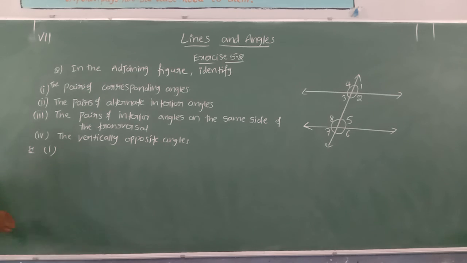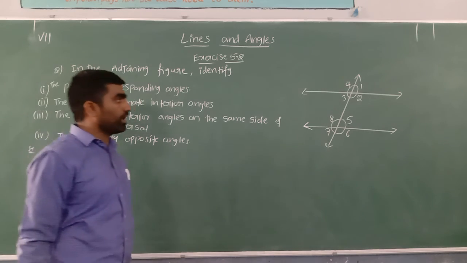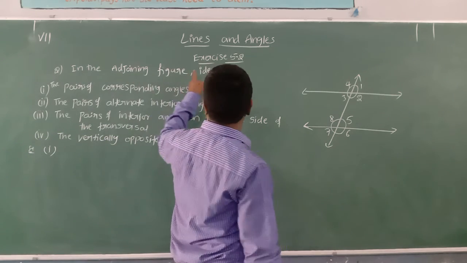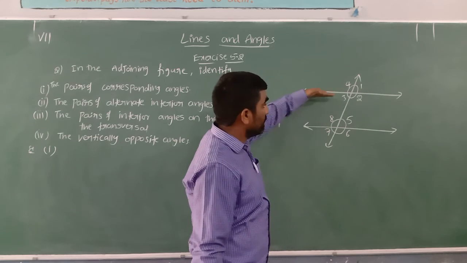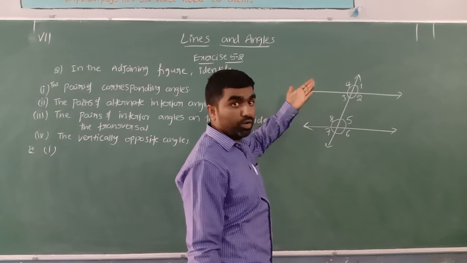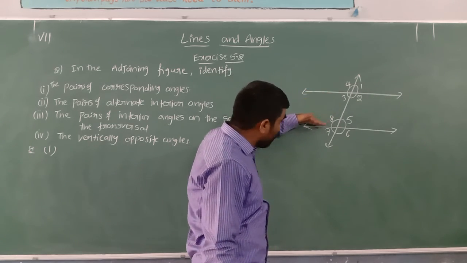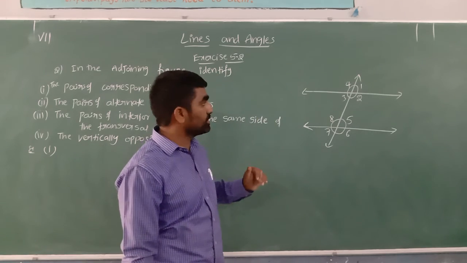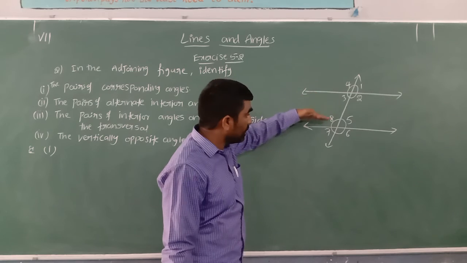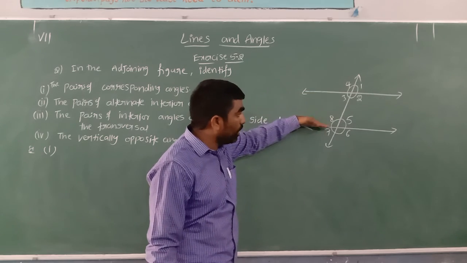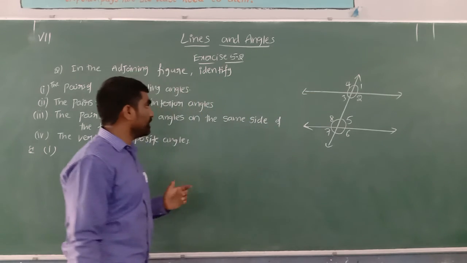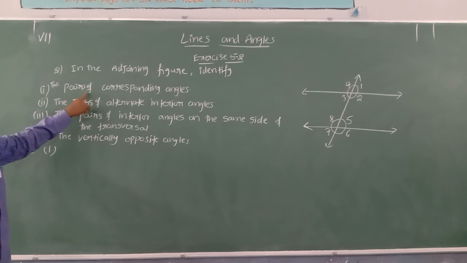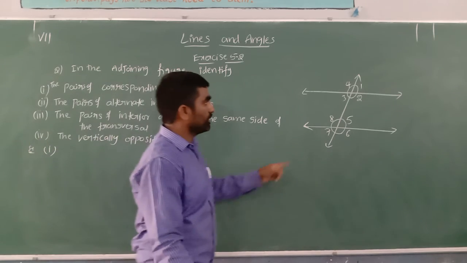Let's see the first one here: the pairs of corresponding angles. See, here they did not say whether these two lines are parallel or not. Only if they are parallel can we say that corresponding angles are equal and alternate angles are equal. But here they are just asking us to write the pairs of corresponding angles.